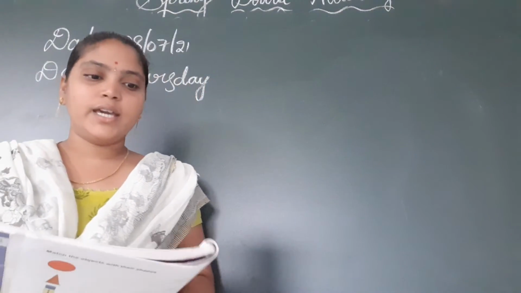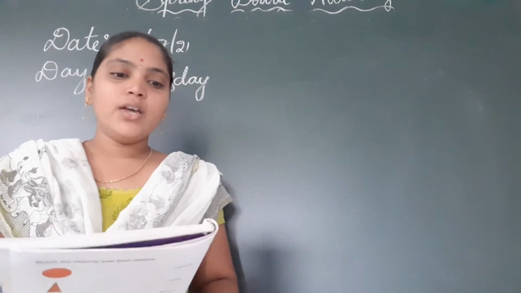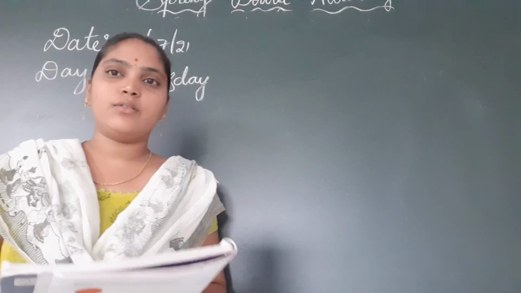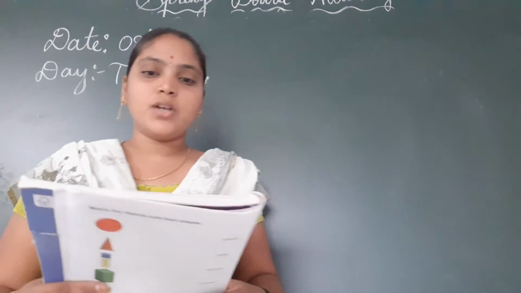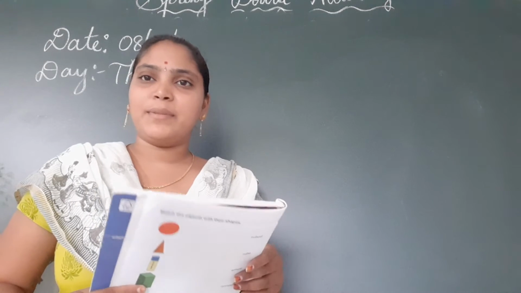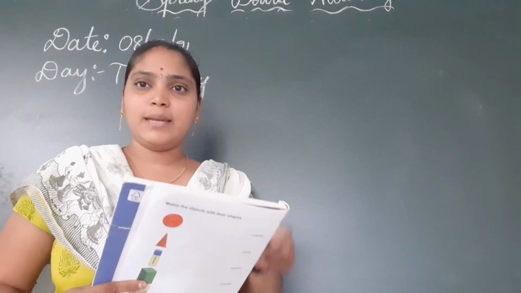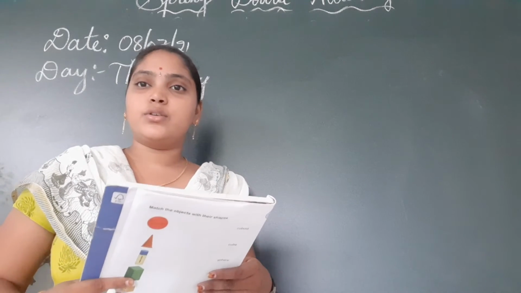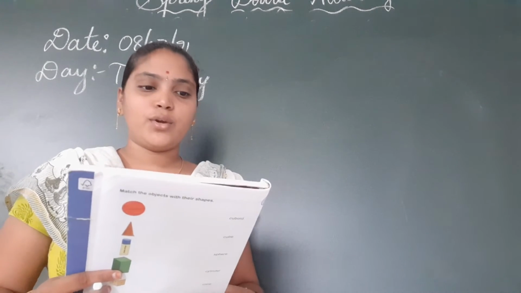Okay children, here you have to create a model. So collect some solid shapes like an empty matchbox. So what is the shape of the empty matchbox, children? Yes, an empty matchbox is an example of cuboid. And shoebox. Shoebox is also an example of cuboid.